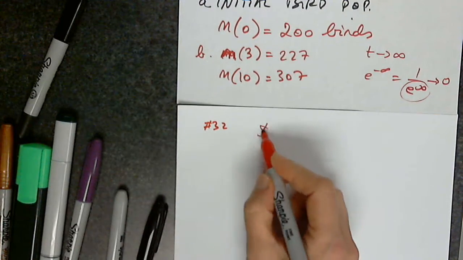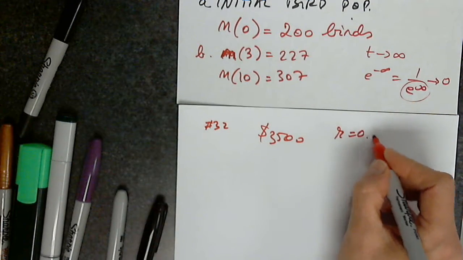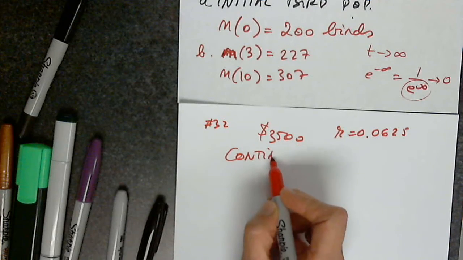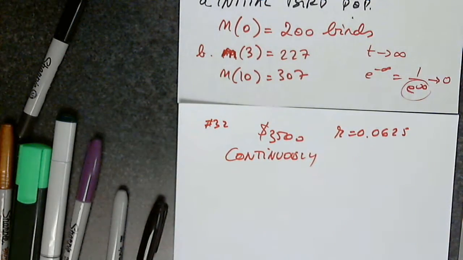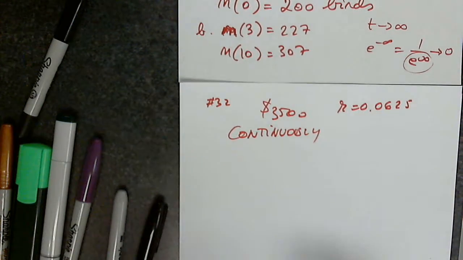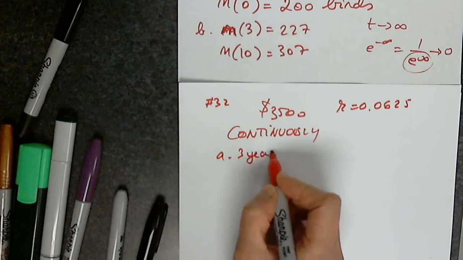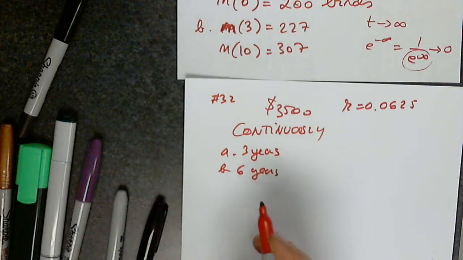If 3,500 is invested at an interest rate of 0.0625 per year, compounded continuously, find the value of the investment after the given number of years. Okay, so 3 years, 6 years, and 9 years.